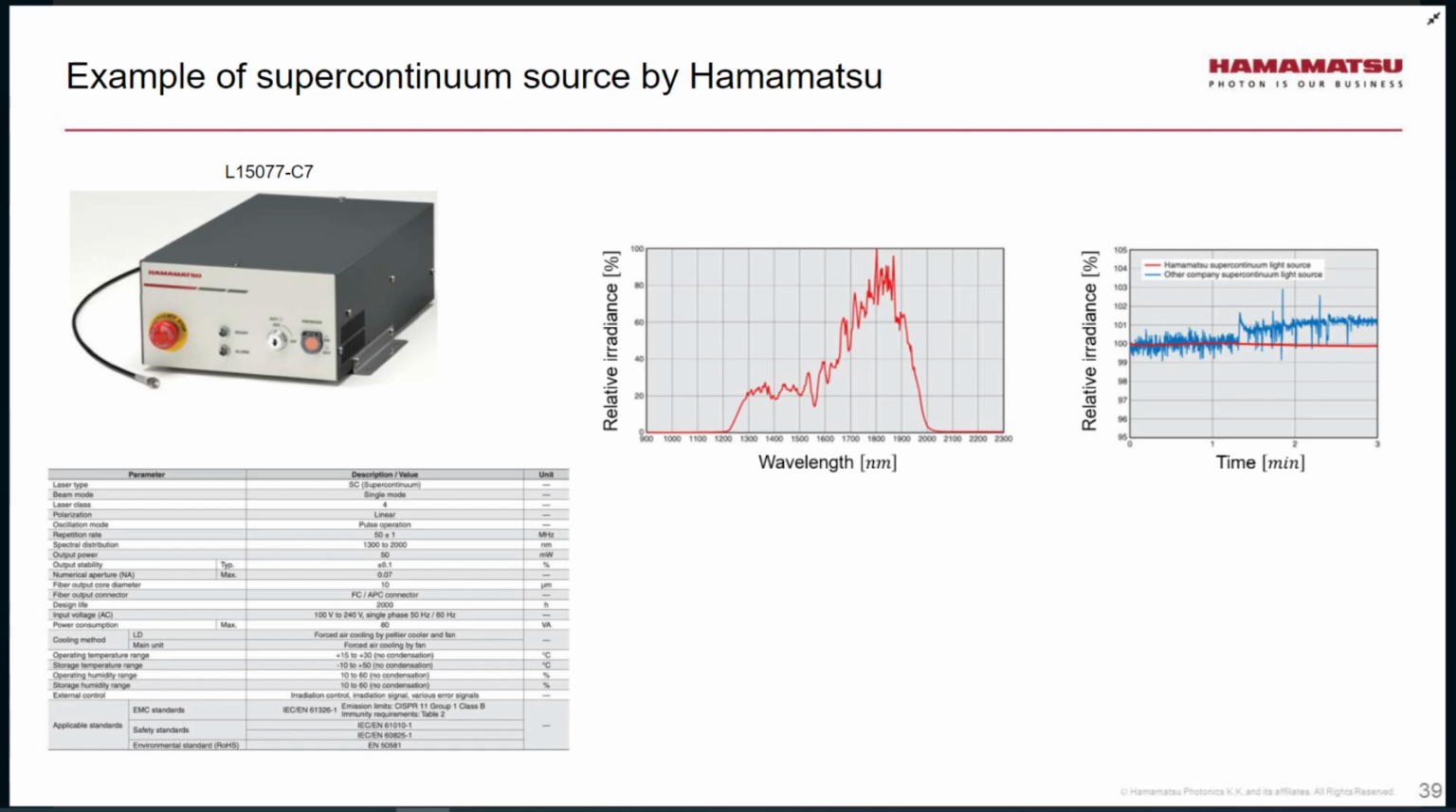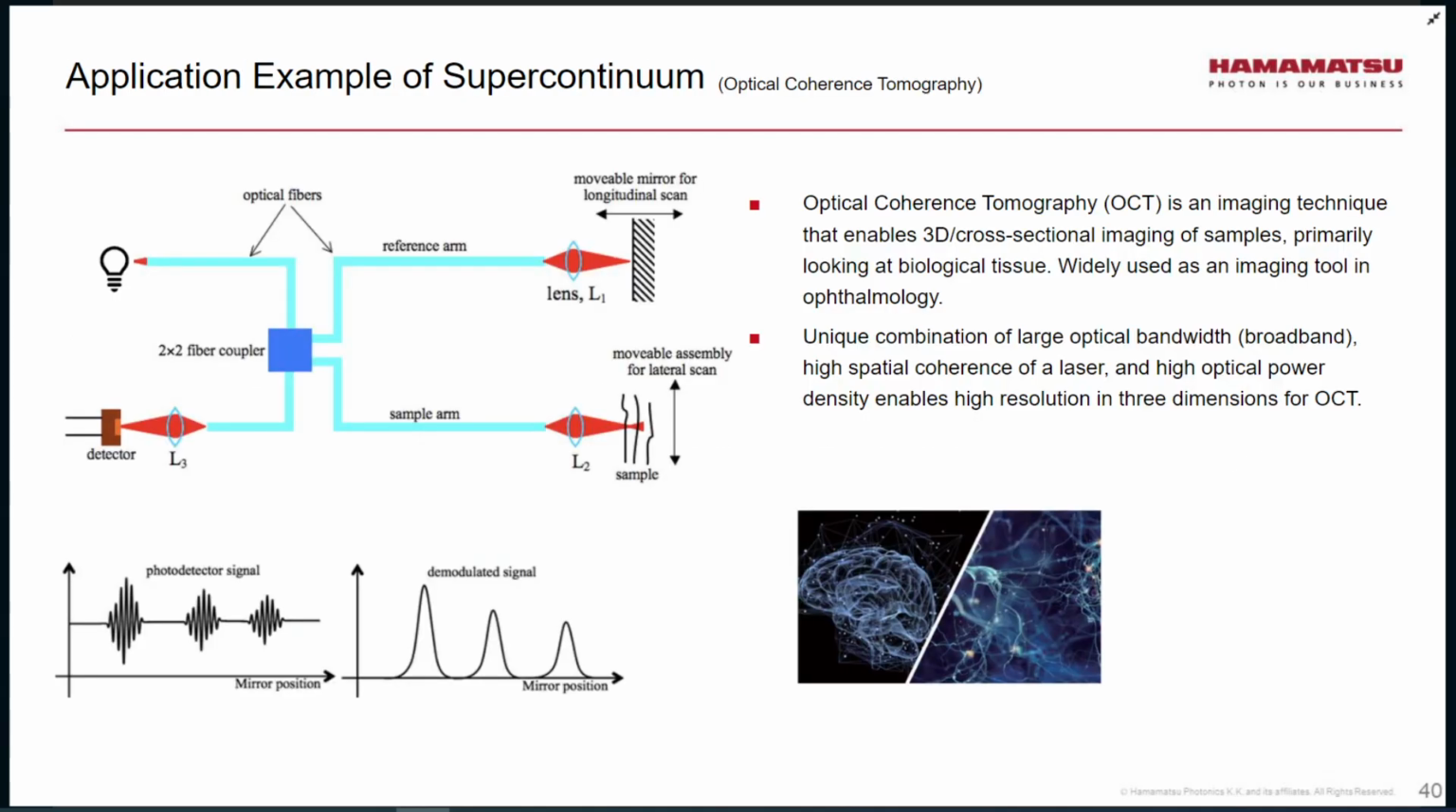And on this slide, needless to say, is an example of a supercontinuum source by Hamamatsu. It basically consists of a laser. This box is a laser and an attached fiber. And below you have some technical characteristics which are very hard to read because of the small size, but the plot on the right-hand side shows the relative irradiance, effectively the spectrum, of this particular supercontinuum source.